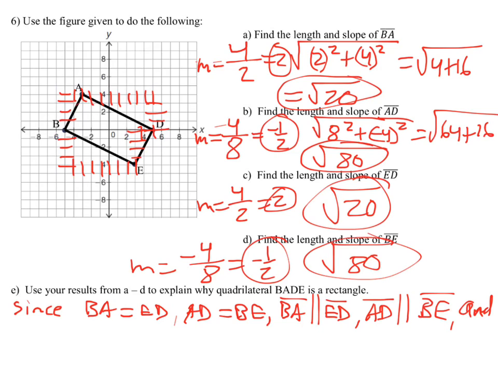And BA is perpendicular to AD, and we have that on the other side as well. We have AD perpendicular to ED. This shape is going to be a quadrilateral, so quadrilateral.